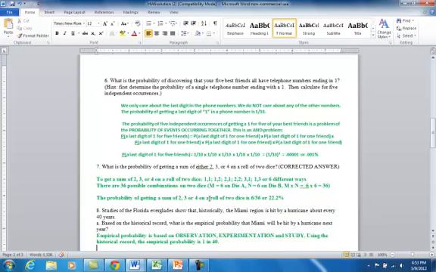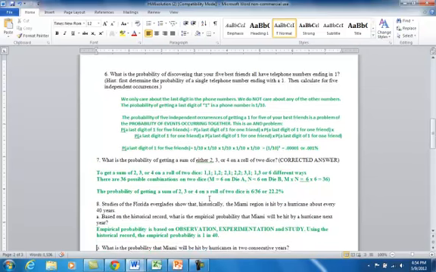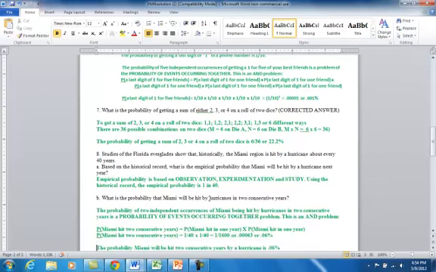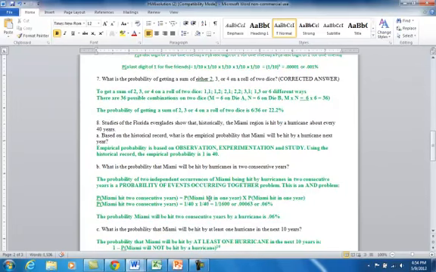0.00001. If you want to make it a percent, you can move that decimal over 2 digits to the right. You're multiplying it by 100. So 0.00001 multiplied by 100 is 0.001%. Very small probability. Okay. What's the probability of getting a sum of either 2, 3, or 4 on a roll of 2 dice? I've corrected the answer there because I didn't take it out from last time.